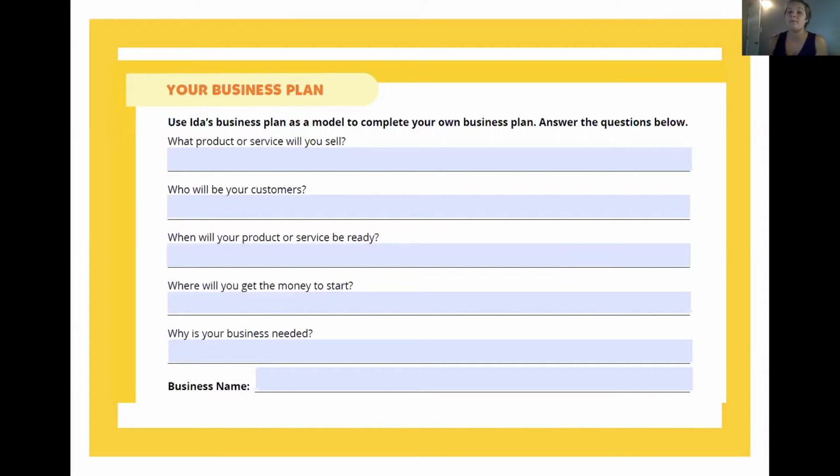So we've said that maybe if you liked animals, you wanted to do a dog grooming service. Those are your ideas that you came up with. So what product or service are you going to sell? Ida is going to make tasty treats like cookies, and she's going to sell those to her neighbors. That was who her customers will be. Now you could be thinking, okay, who am I going to sell to? Am I going to sell to kids in my class? Am I going to sell to my parents' friends? Those are your thoughts that you are going to be thinking through for your own business plan.